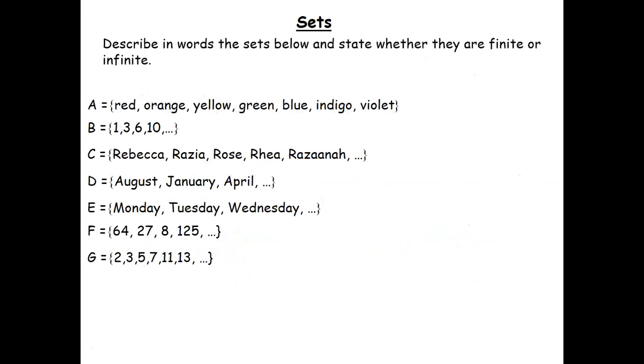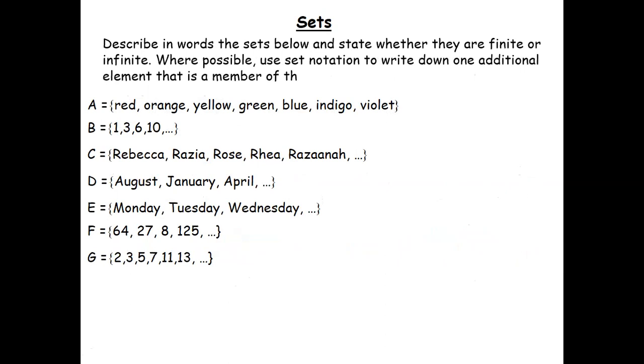So in this part, the question is describing words as sets below and state whether they are finite or infinite. Where possible, use set notation to write down one additional element as a member of a set and one that isn't. So if you were to look at set A, how would you describe the set? I'll let you think about that and write it down. And also, do you think this is a finite set or an infinite set?